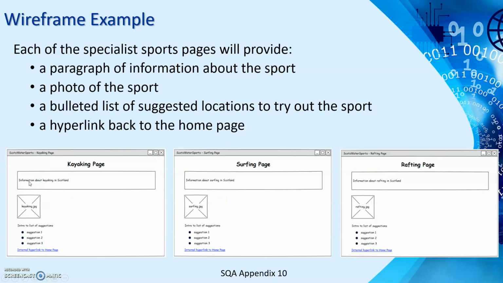We've then got for each of the specialist sports pages, they're going to provide a paragraph of information about the sport, a photo of the sport, a bulleted list of suggested locations to try out the sport, and a hyperlink back to the home page. And funnily enough, the appendix only provides 3 of them. I don't know what's happened to the sailing page, but here we go. Kayaking page, surfing page, and rafting page. You can see how consistent they are.